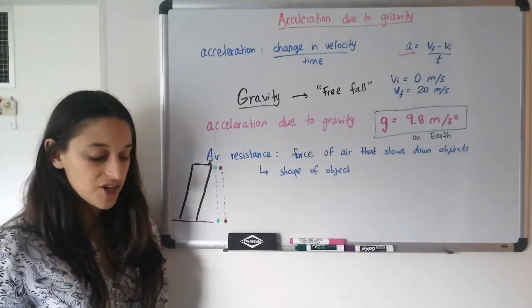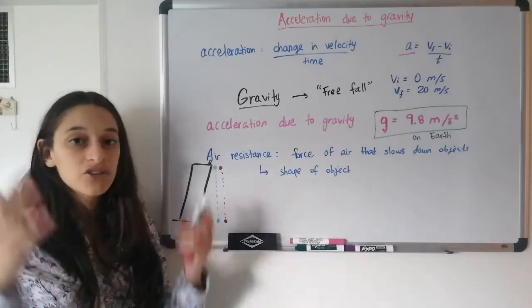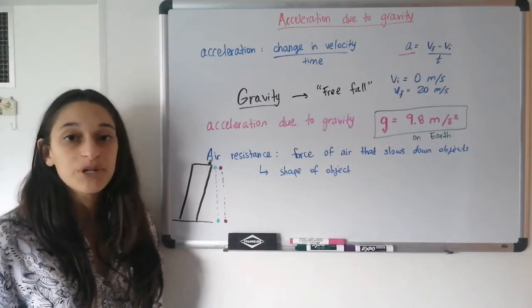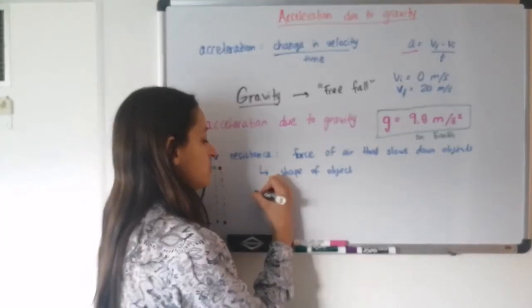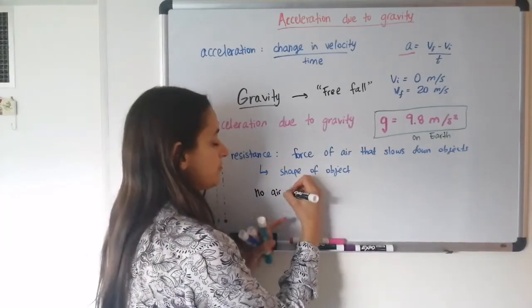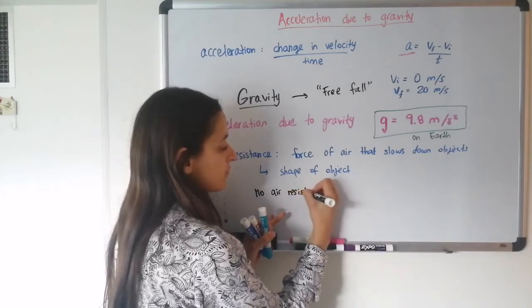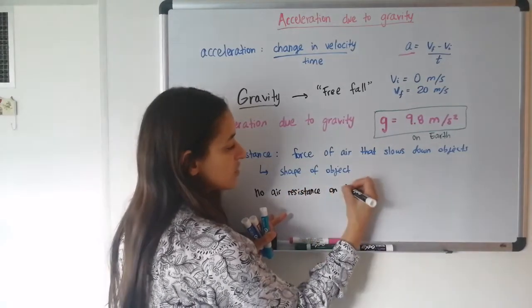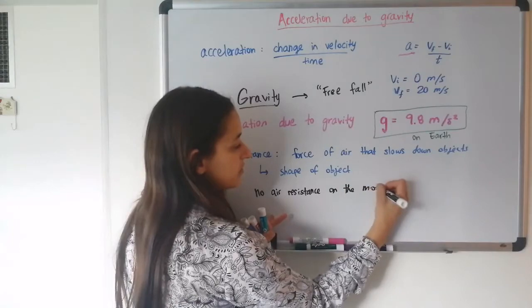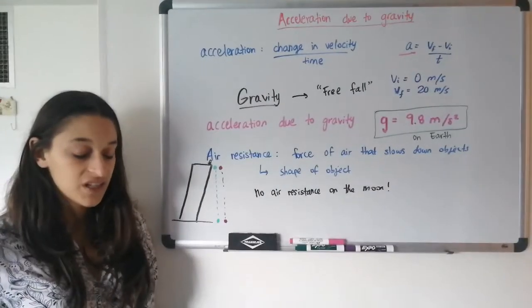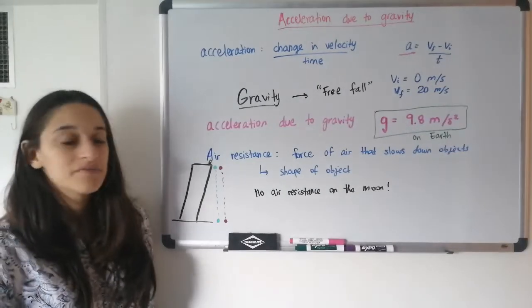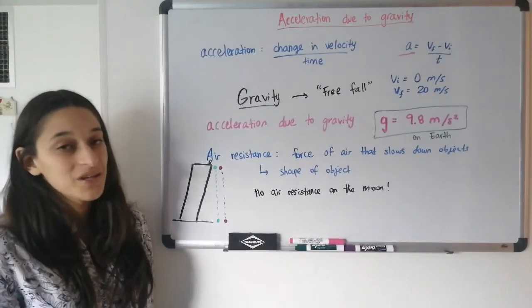You've seen that astronauts on the moon have to wear their helmets because they can't breathe, because there's no air. So on the moon, there's no air resistance. That means that the experiment could be carried out even better than the one that Galileo did. And that's what astronauts did when they went to the moon.